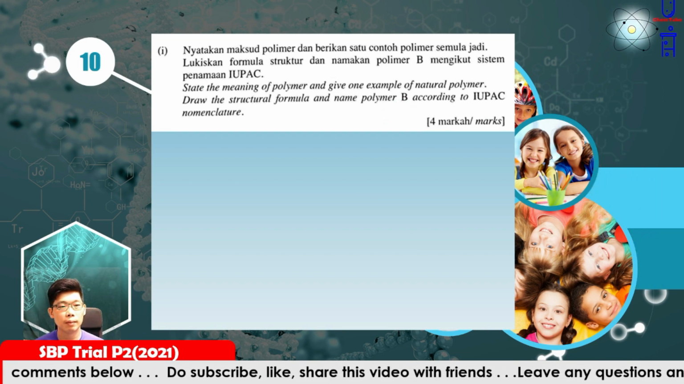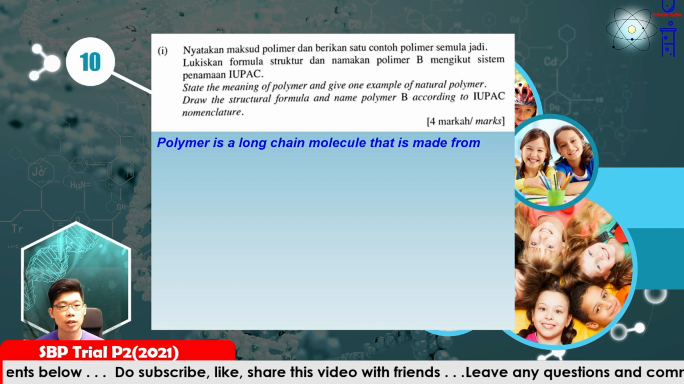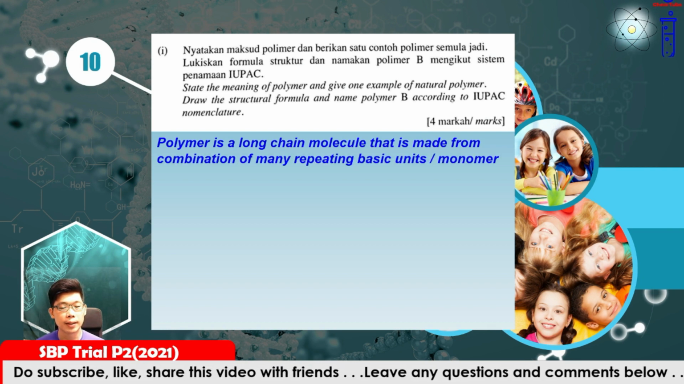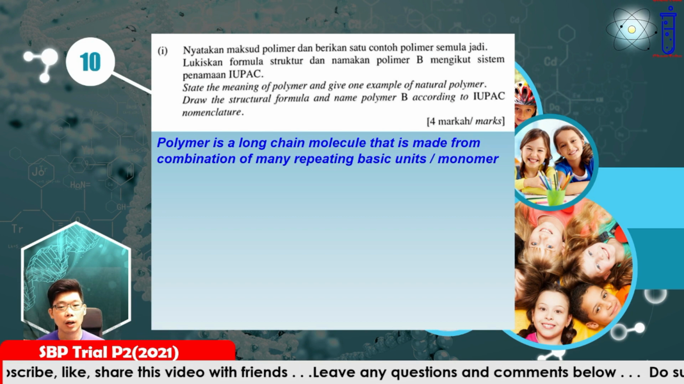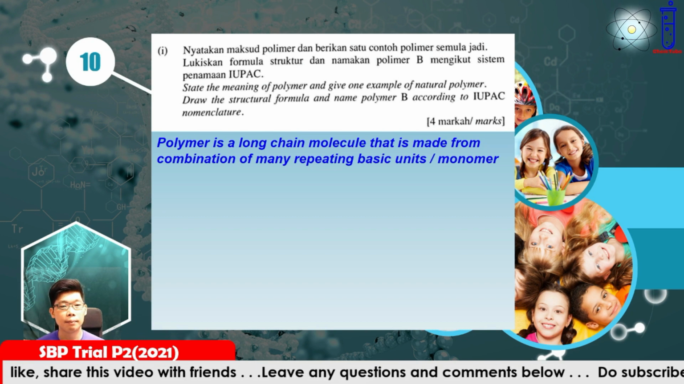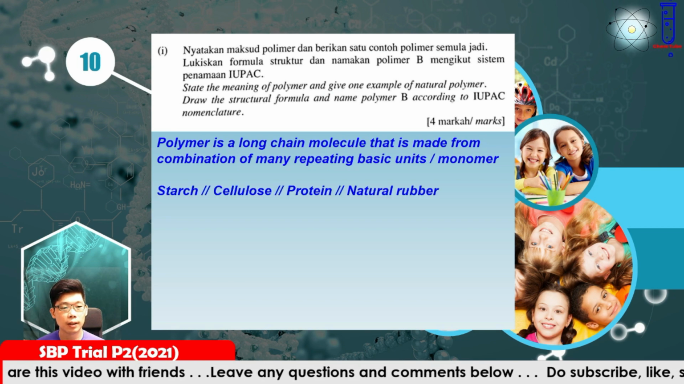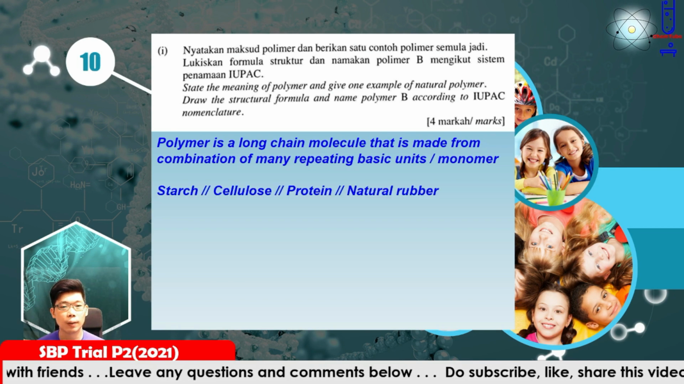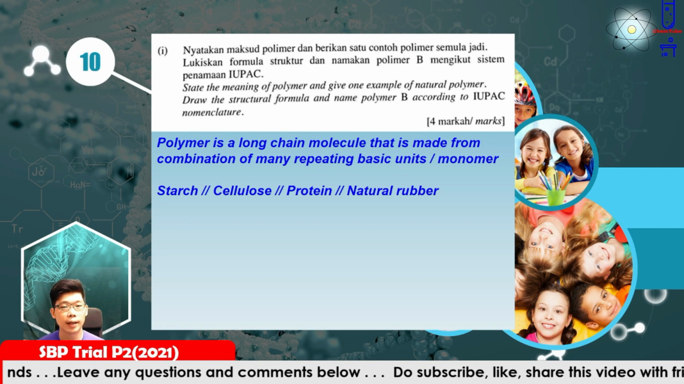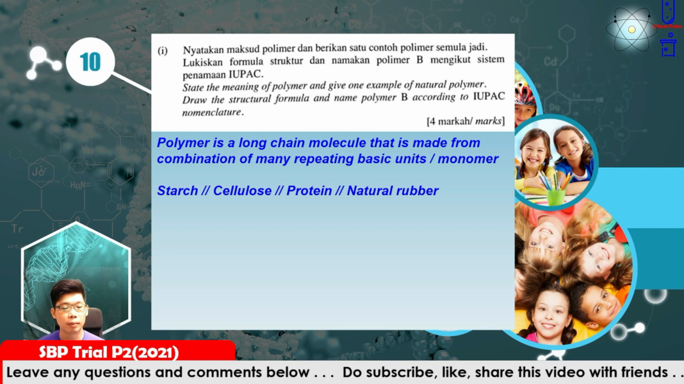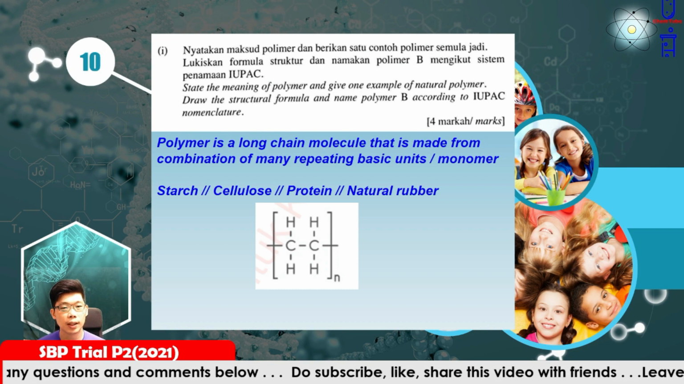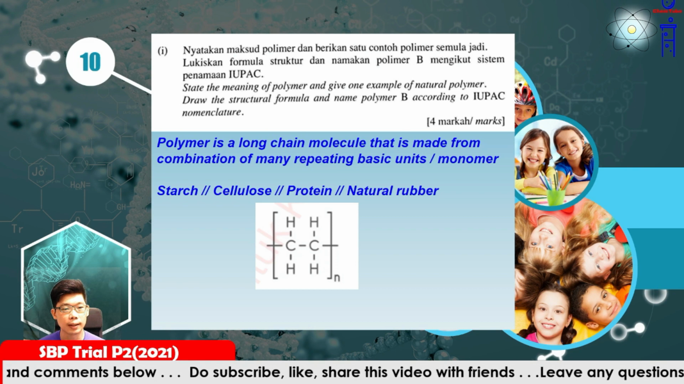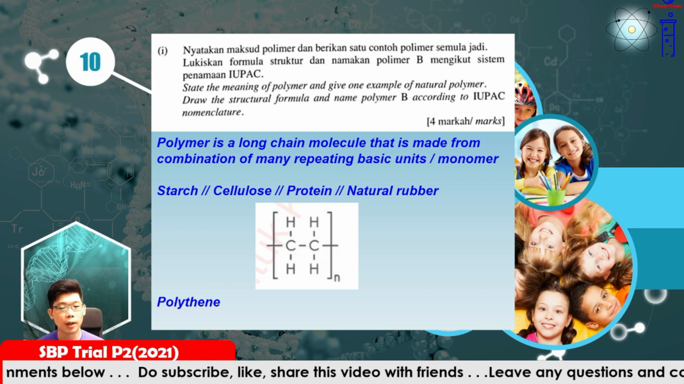So a polymer is a long chain molecule that is made from a combination of many repeating basic units, called monomers. Examples of natural polymer are starch, cellulose, protein, natural rubber. You can choose any one. Now draw the structural formula and name polymer B according to the IUPAC nomenclature. So the structural formula should be like this. This is polyethene.